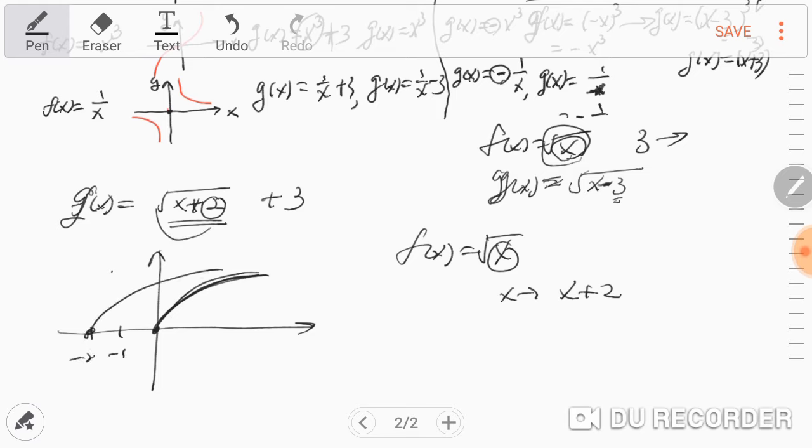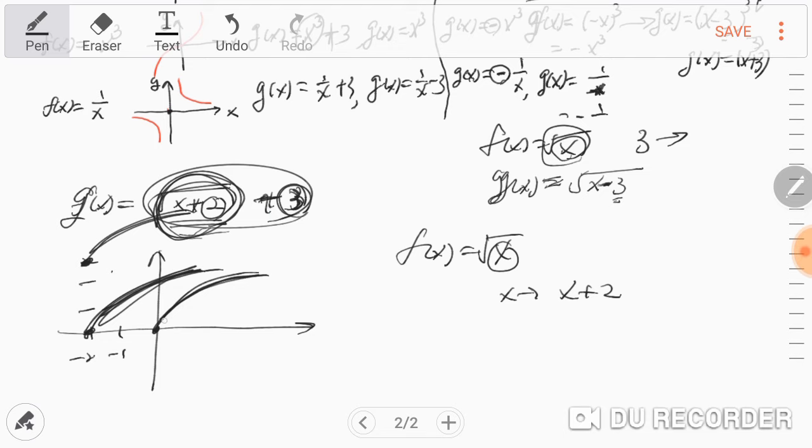And then this is the graph of this square root function. Then plus 3 means shift the graph 3 units up. So move this one 3 units up, 1, 2, 3, like this. So the graph of this is the square root graph shifted 2 units to the left, and then plus 3 means 3 units up. So actually this point is moved to over here. So this will be negative 2 and positive 3. The coordinate of this point is negative 2 and 3.